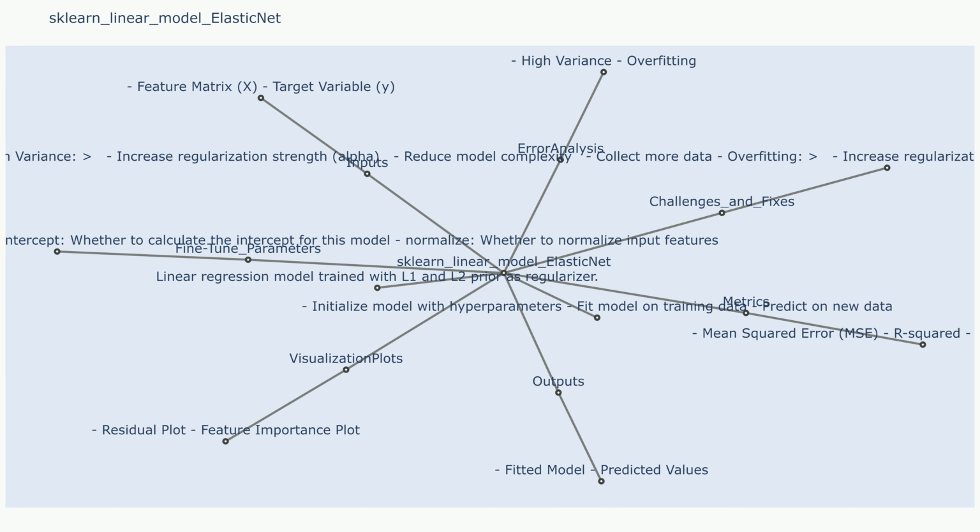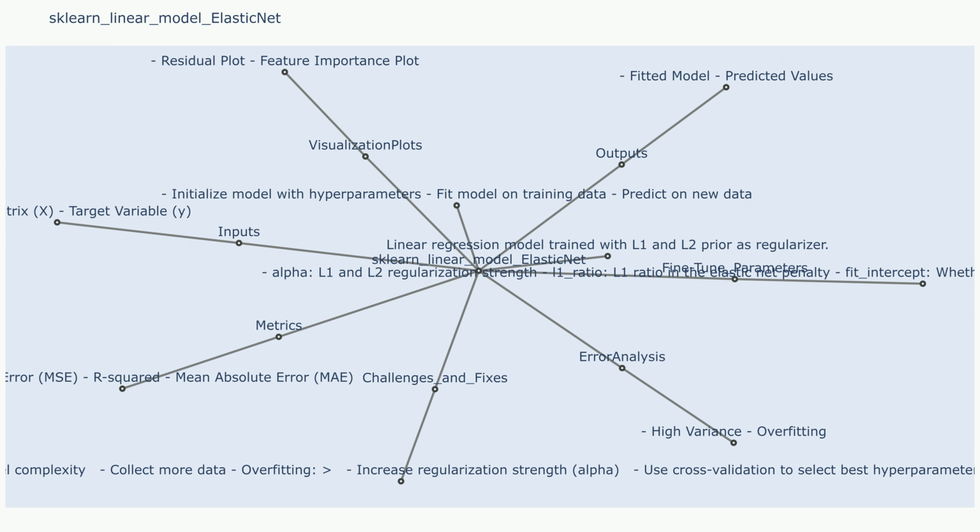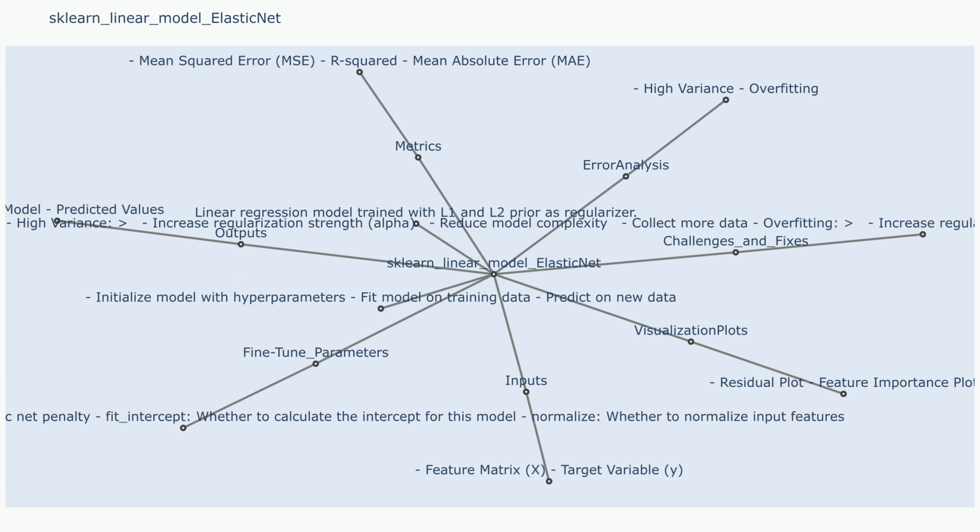A value of 0 corresponds to pure L2 regularization, ridge, while a value of 1 corresponds to pure L1 regularization, lasso. Fit intercept, whether to fit the intercept of the linear model. Normalize, whether to normalize the input features. Uncertainty methods. Bootstrap resampling to estimate the uncertainty in the model coefficients. Bayesian methods to obtain a posterior distribution over the model coefficients.